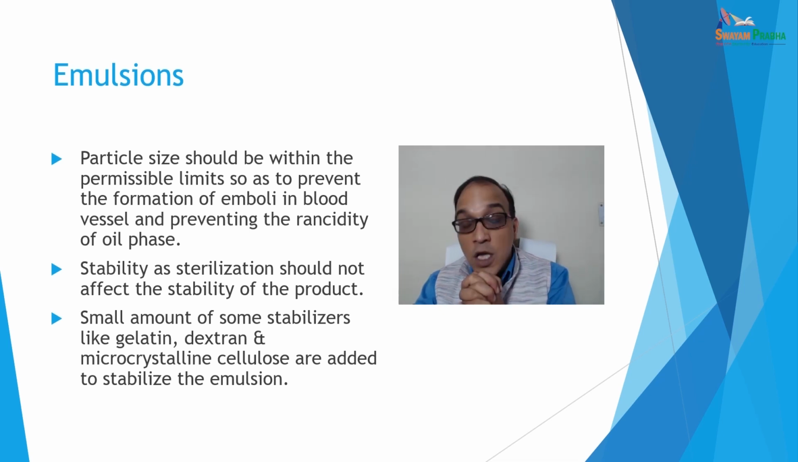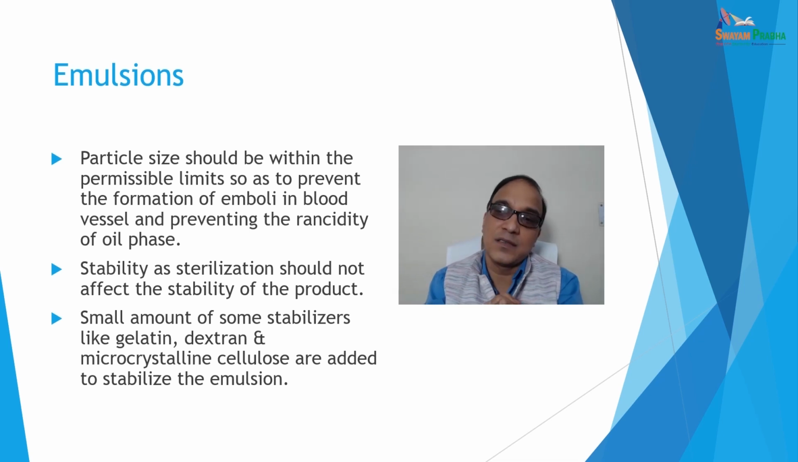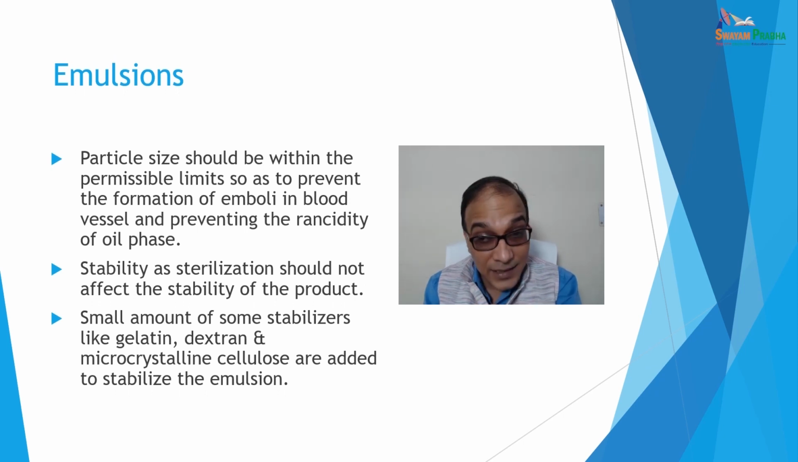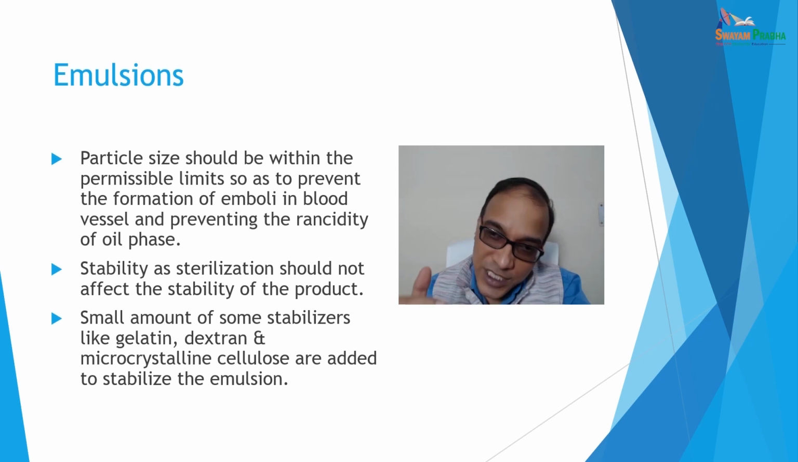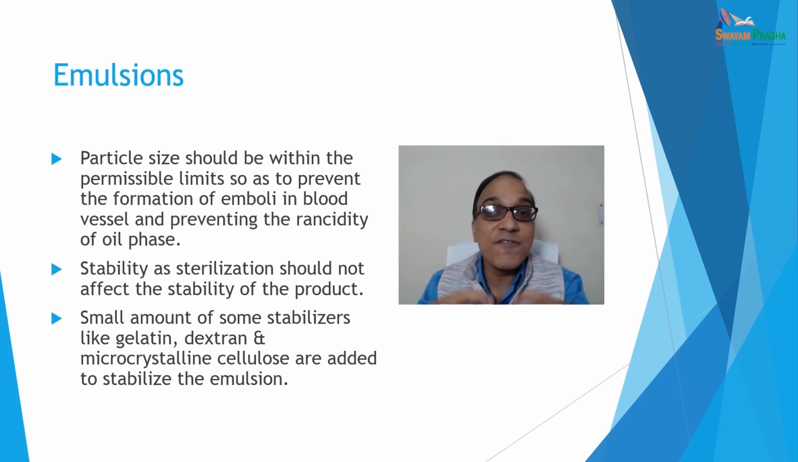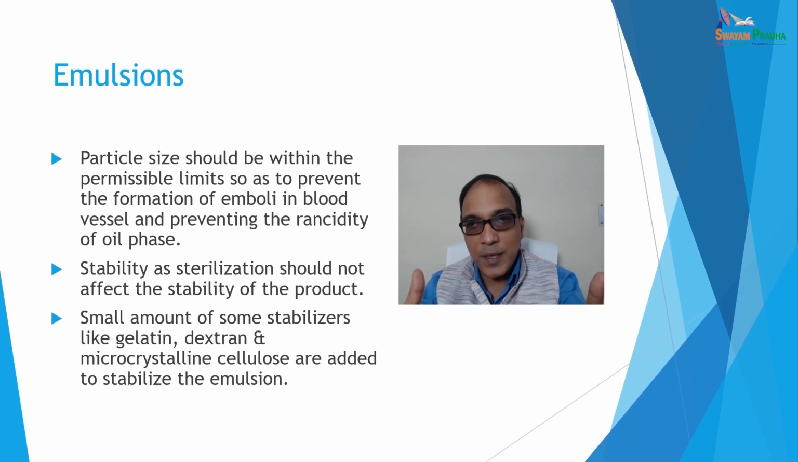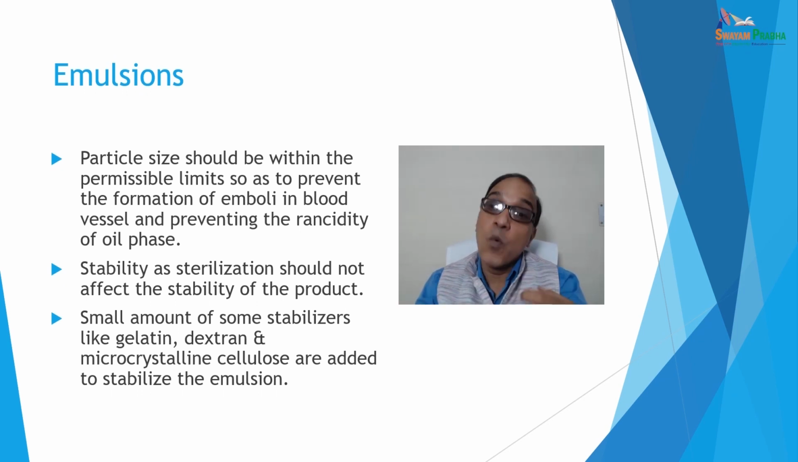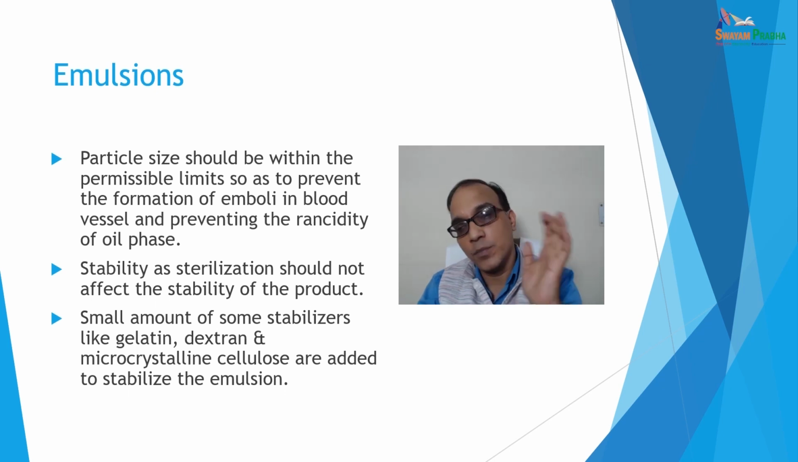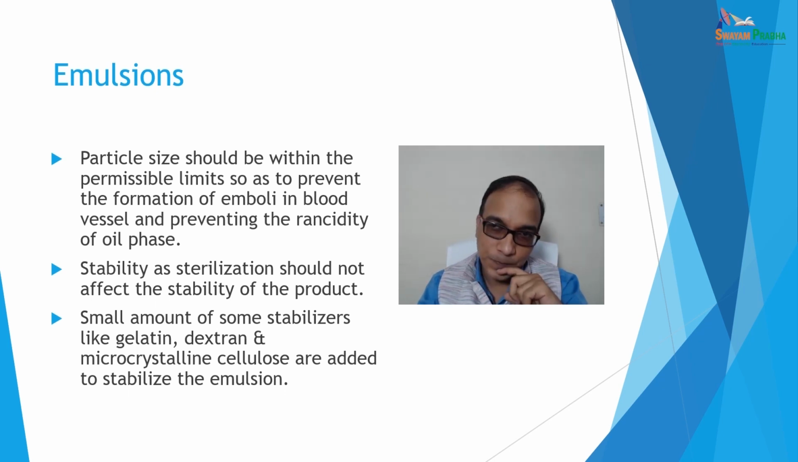So you will have to take care of these things, that nothing destroys the integrity of these biphasic dosage forms. Small amounts of stabilizers like gelatin, dextran, and microcrystalline cellulose are added to stabilize the emulsion. So emulsifying agent you can also add, and some stabilizing agent you can also add. Obviously, without emulsifiers you cannot prepare the emulsions. You may have to add some more stabilizers apart from emulsifying agents also.